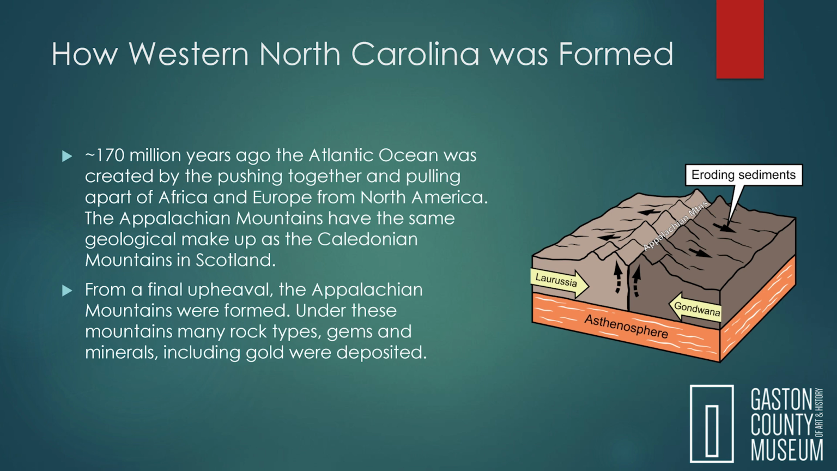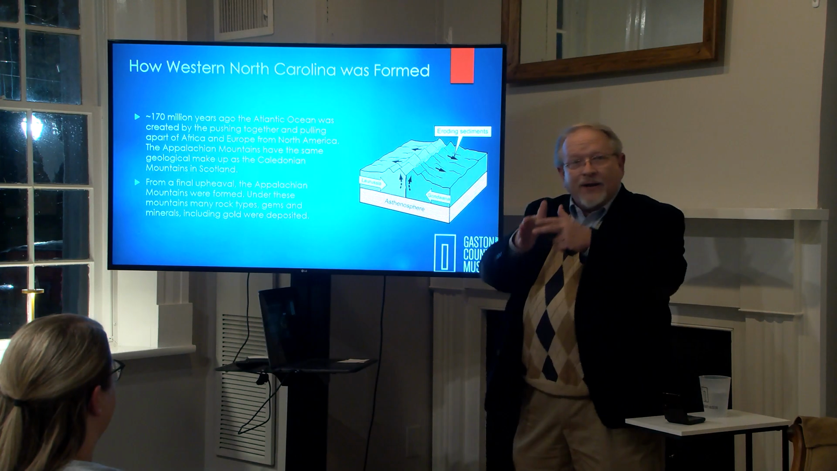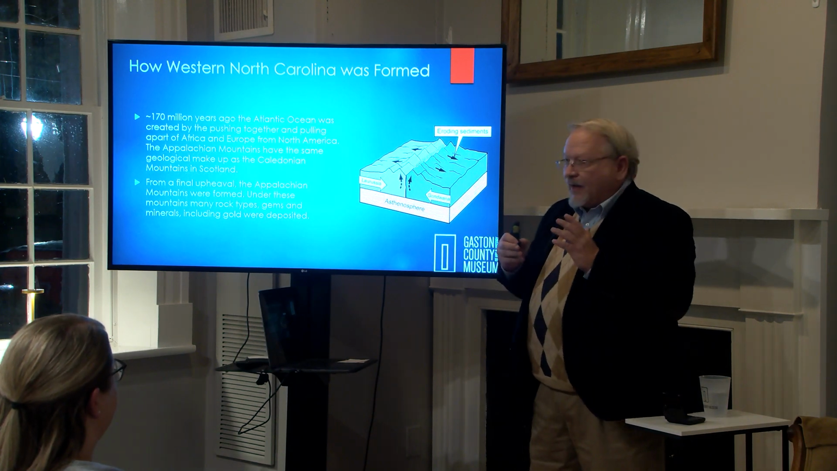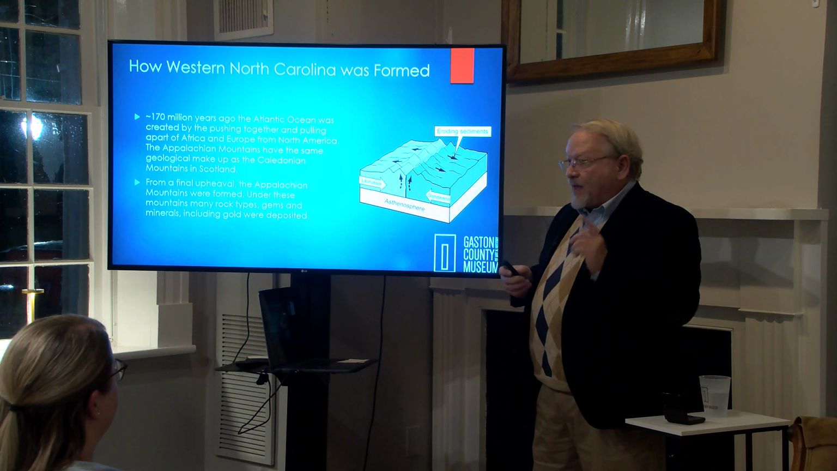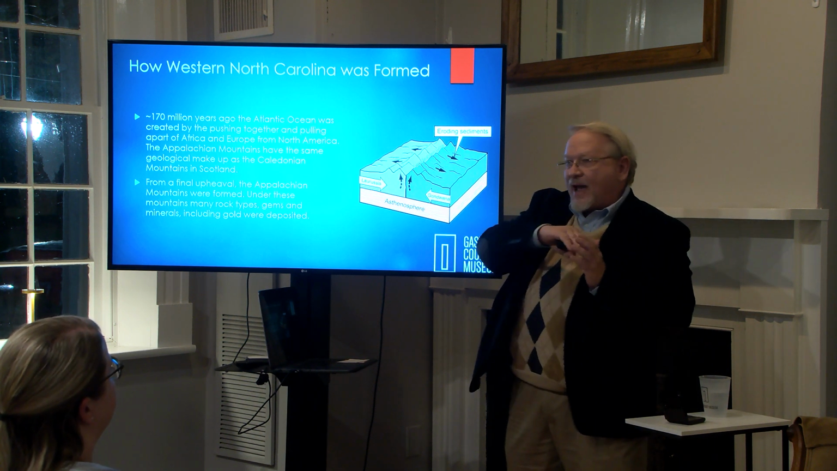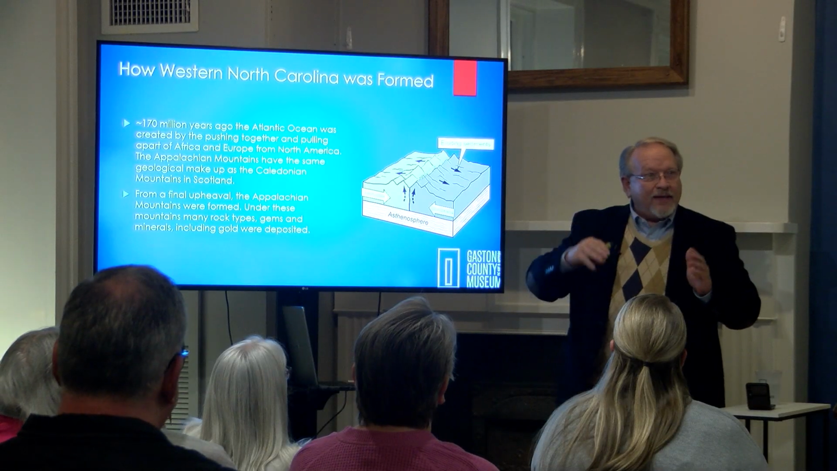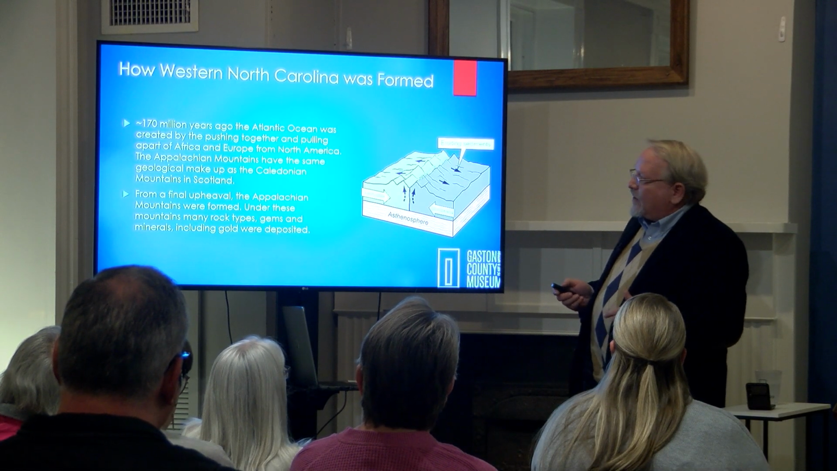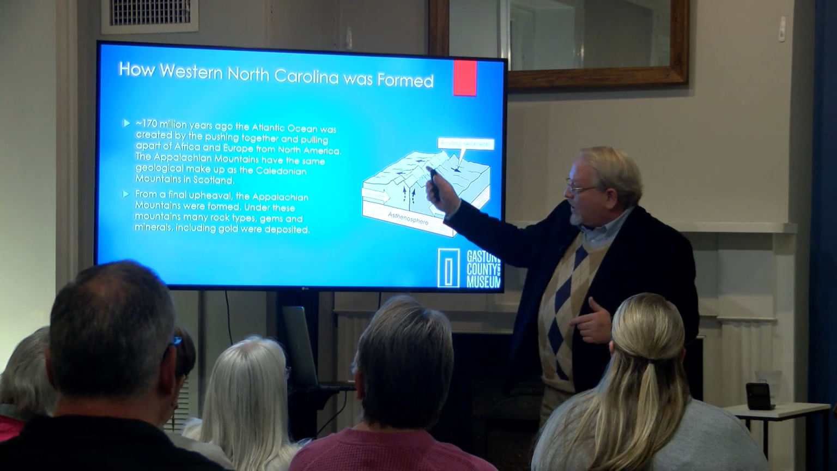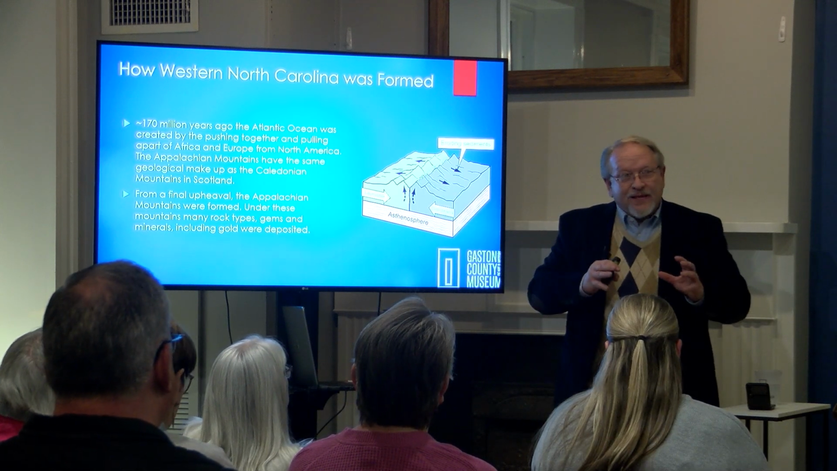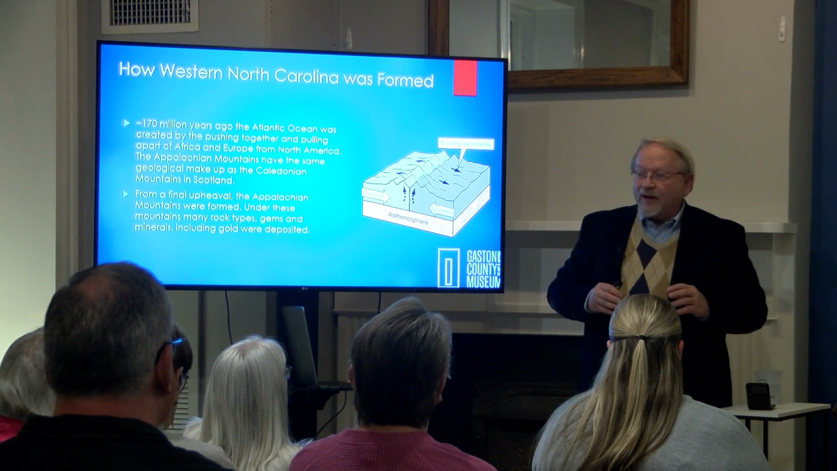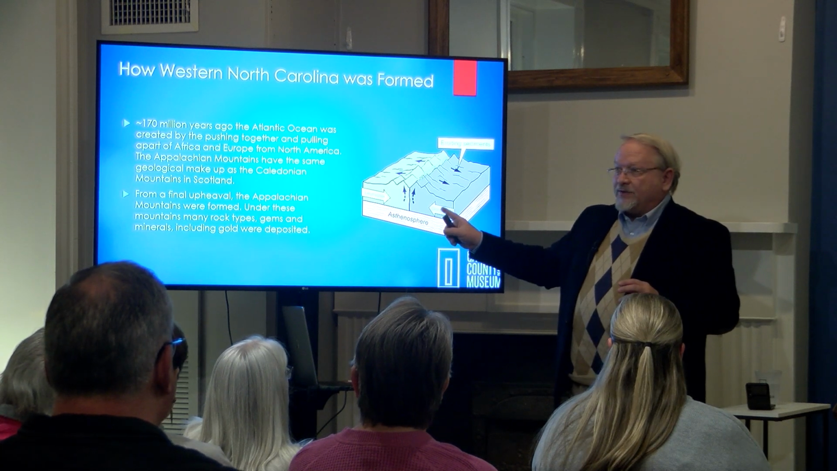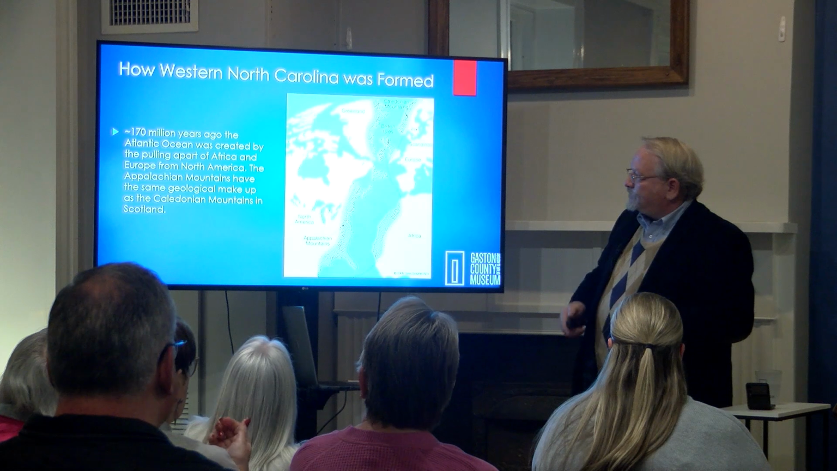Gondwana would crash into Laurussia, as it's called here, and that would create an upheaval that created the mountains we call the Appalachian Mountains. We take pride that they go from Georgia to Maine, but they really go a lot farther than that, and we'll talk about how far. During all this upheaval, some of the things that make North Carolina, especially Western North Carolina, unique were created, and we'll talk about that as well.